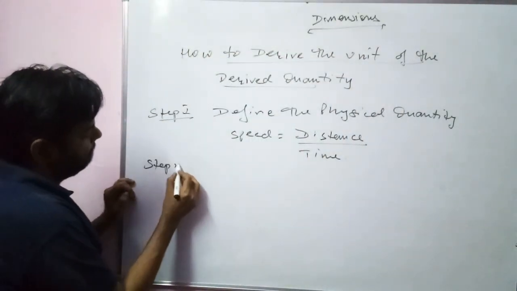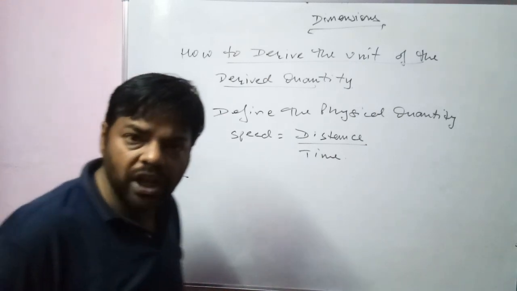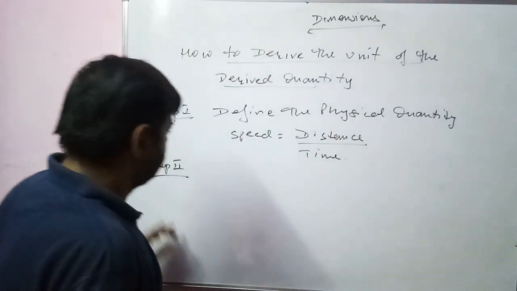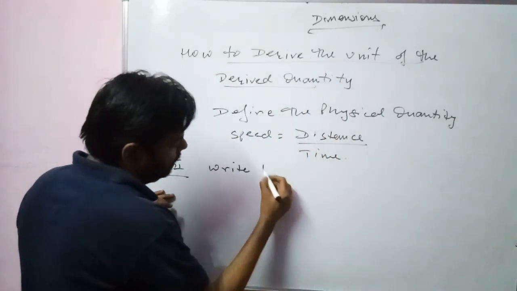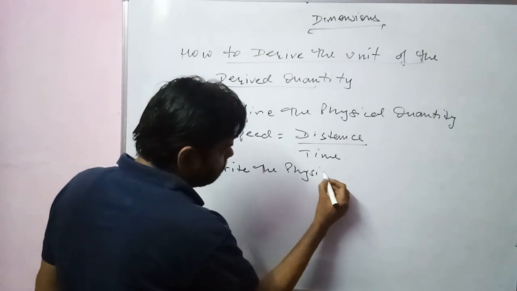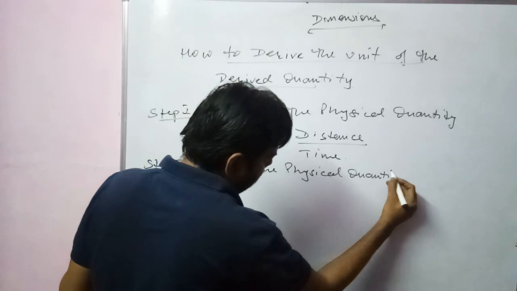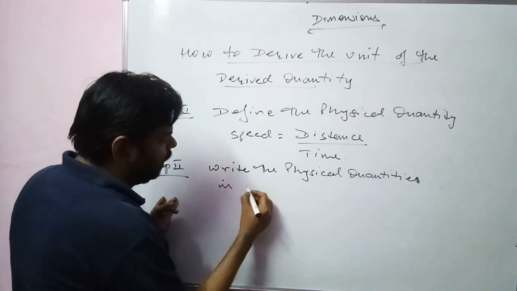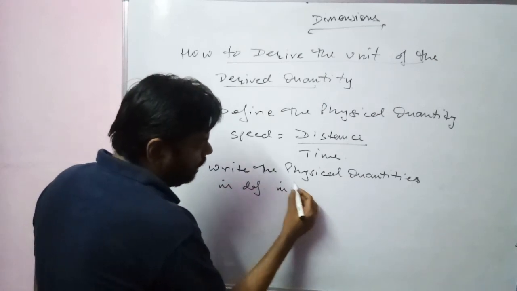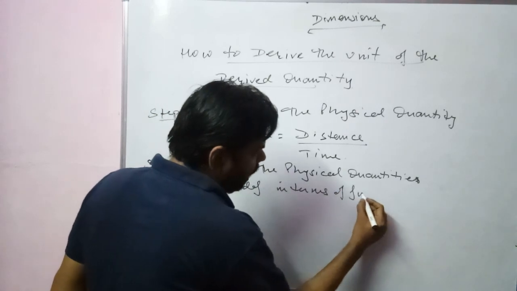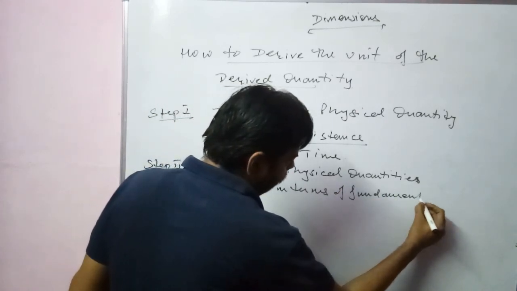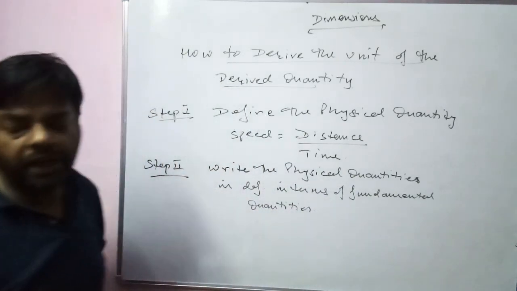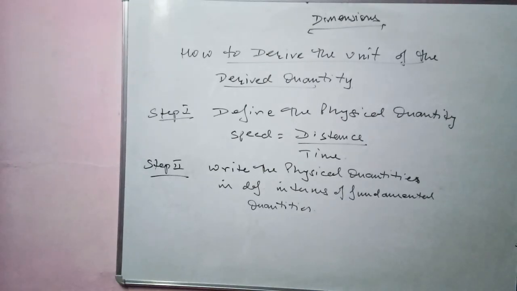Now in step 2, what do you have to do? We have to write out the dependence of the physical quantities present in the definition in terms of the fundamental quantities. Okay? I have to write the physical quantities in the definition in terms of fundamental quantities. Got it? Okay?